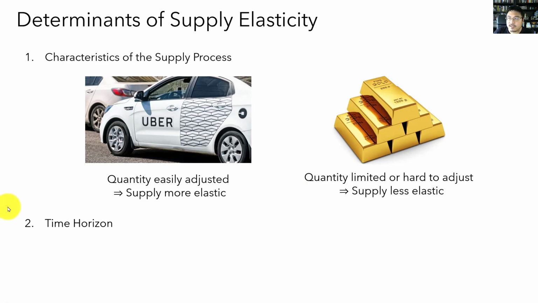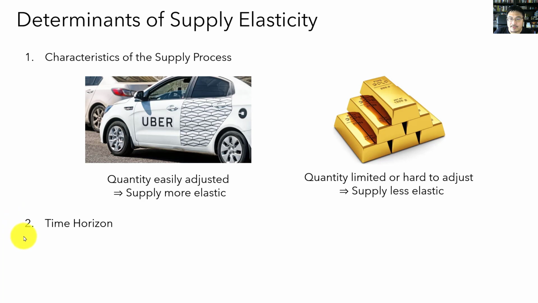Okay, and the second thing that supply elasticity can depend on is the time horizon. And just as with demand curves, supply curves tend to be more inelastic in the short run and more elastic in the long run. And the reason for this is the same, which is simply that in the long run, suppliers are able to make more adjustments in order to respond to price changes.